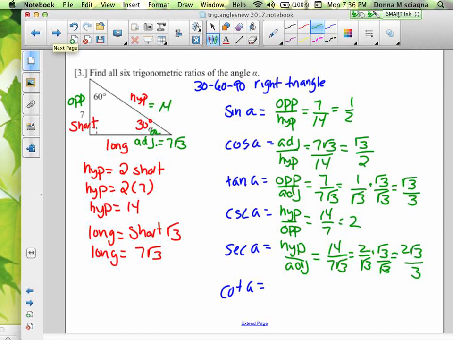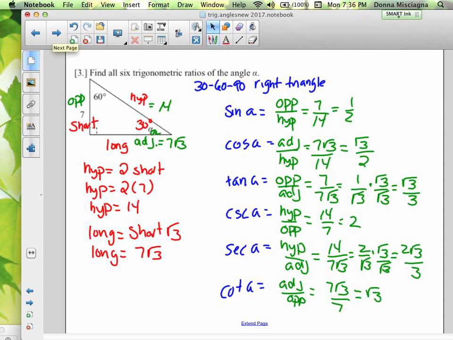Right? And then finally, cotangent. It is the reciprocal of tangent. So it is the adjacent divided by the opposite. Our adjacent side is 7 square roots of 3. Our opposite is 7. We don't need to rationalize because the radical's in the numerator, but we do need to reduce. And this is now the square root of 3. You don't need that 1 in the denominator. And that's all there is to these. So now we have done the second page of notes. Whew. 2 pages done.